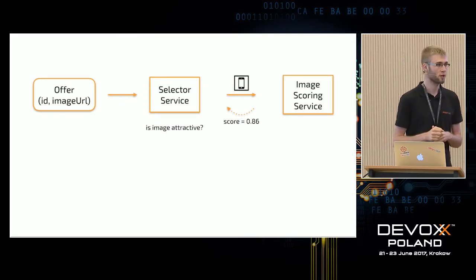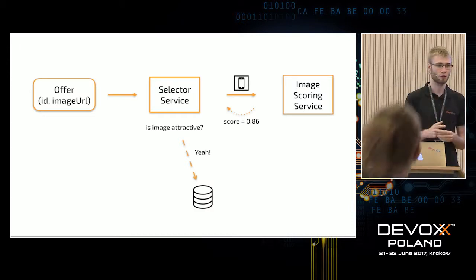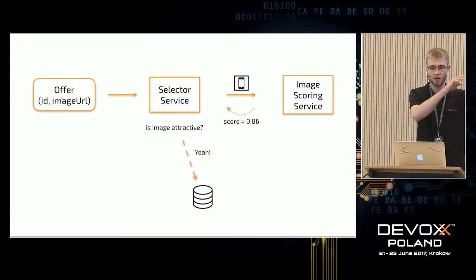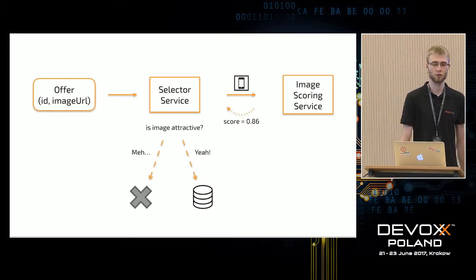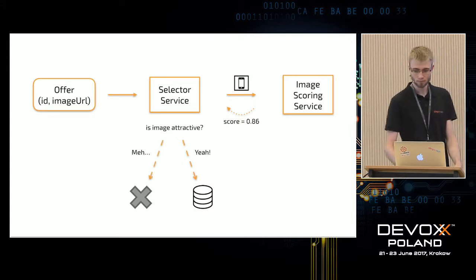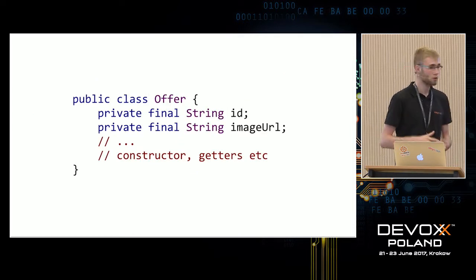If the image is attractive, then we want to save it to our storage, to our database, so that we can later display it on our page. And if it's not attractive, then we just don't do anything. We drop this offer. So let's look at some code. I have it on my slides. So this is an offer. It has a lot of fields, and most importantly, ID and image URL.